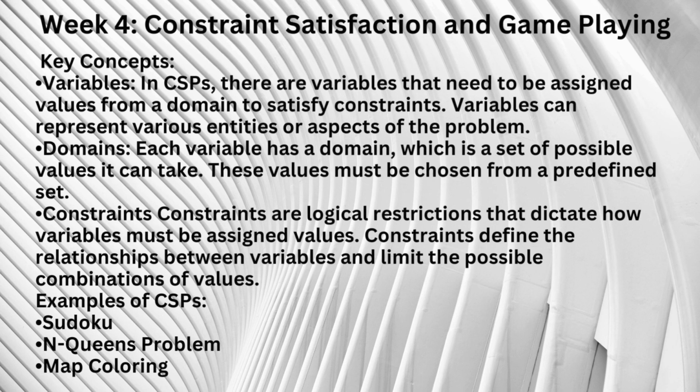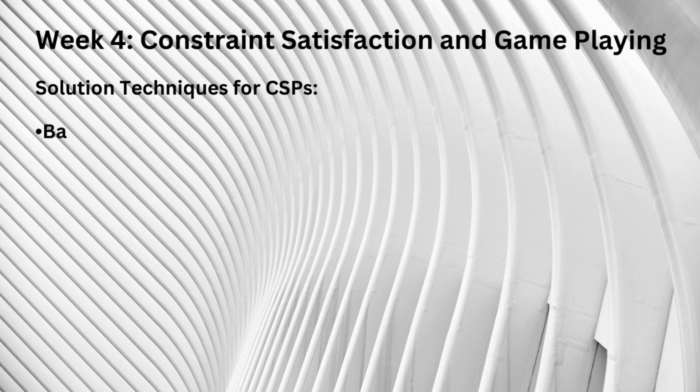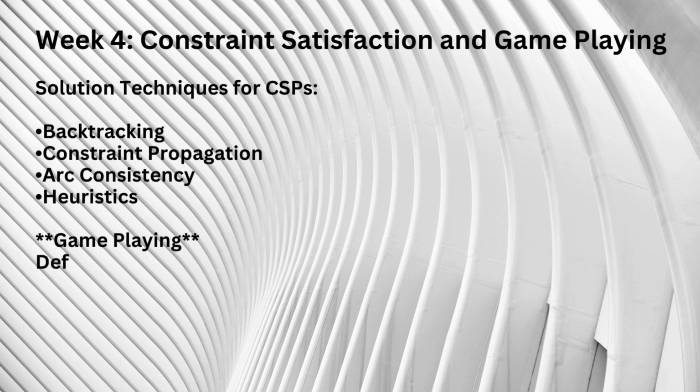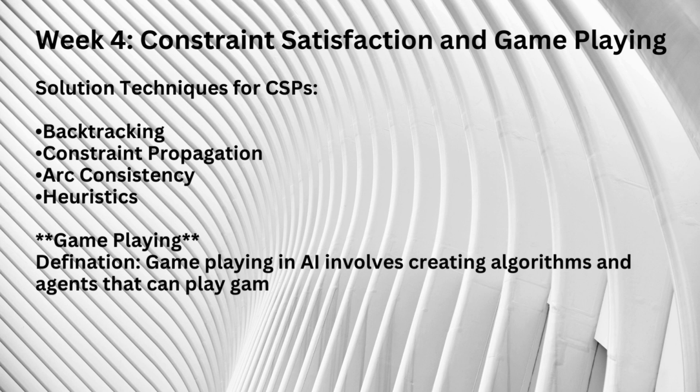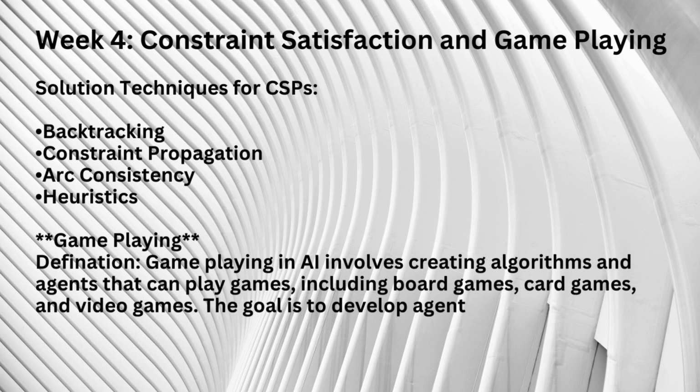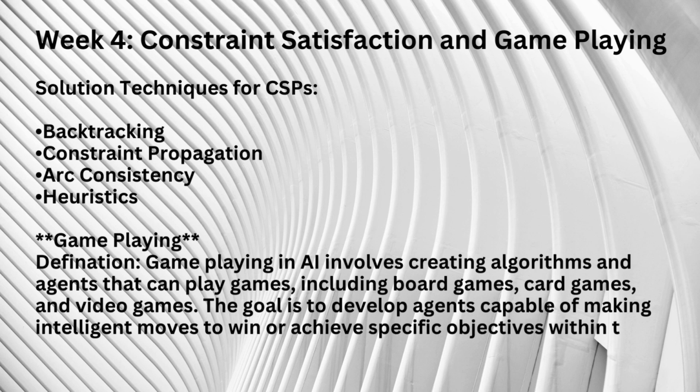Next is map coloring. In map coloring problems, you need to color regions of a map in such a way that adjacent regions have different colors. Solution techniques for CSPs. First, backtracking. Backtracking is a common technique for solving CSPs. It involves selecting a variable, assigning a value from its domain and recursively exploring the search space. If a constraint is violated, it backtracks to the previous assignment.